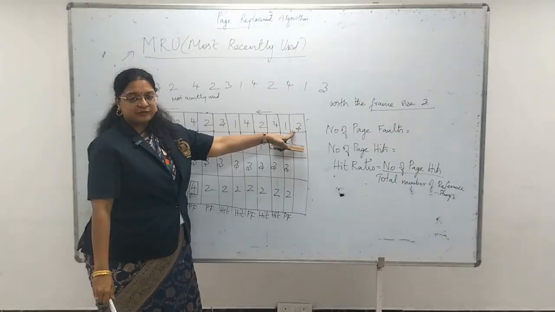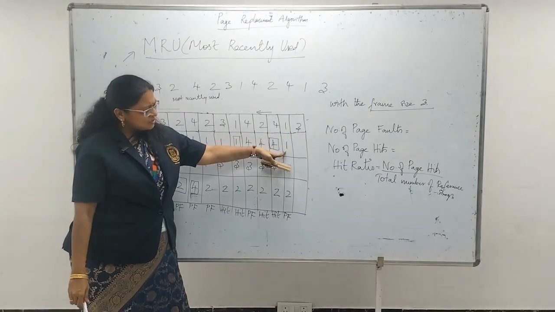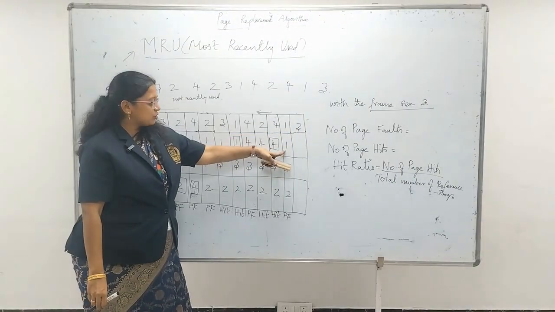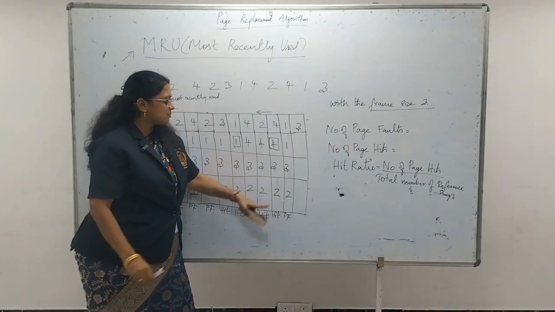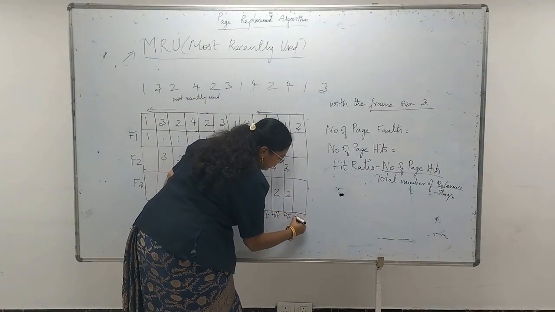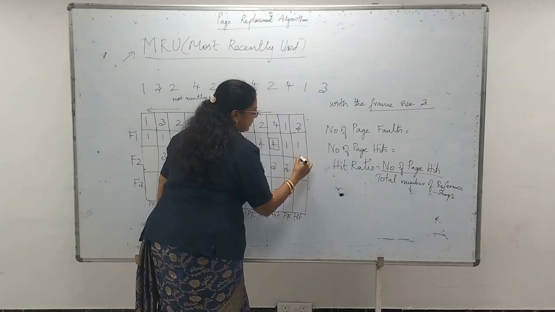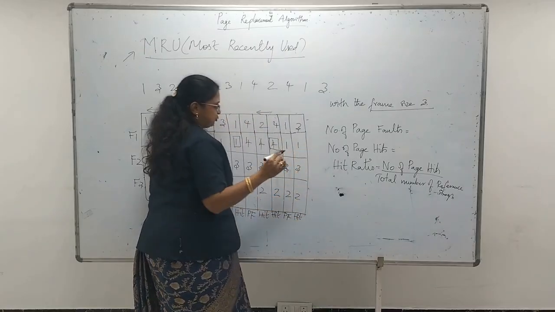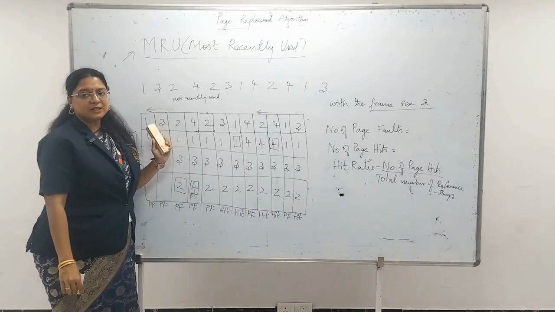Now you have to check 3. Check whether 3 is present in the frame or not. So 1, 3 and then 2. 3 is present here. So that is going to be a hit. That is 1, 3 and then 2. This is your most recently used algorithm.